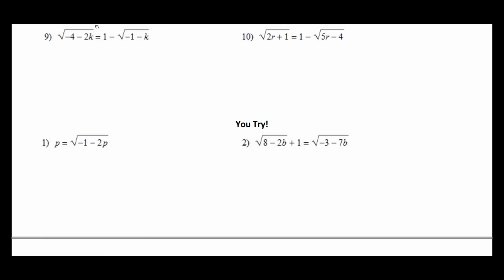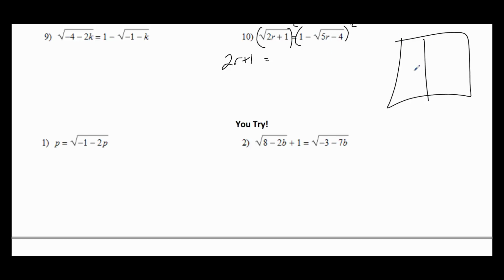All right, let's get into number 10 here. Again, I'm going to do the same thing. I'm going to square both sides to start with. Hopefully this one's not as long of a problem, but it might be. So 2r plus 1 equals, now I've got to do a box on that one. So I get 1 minus the square root of 5r minus 4, times 1 minus the square root of 5r minus 4. So that's a 1, this is a negative root 5r minus 4, negative root 5r minus 4, and then this is going to be a positive 5r minus 4.